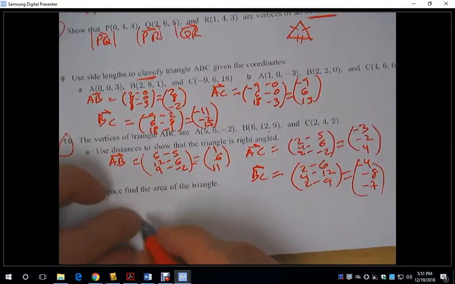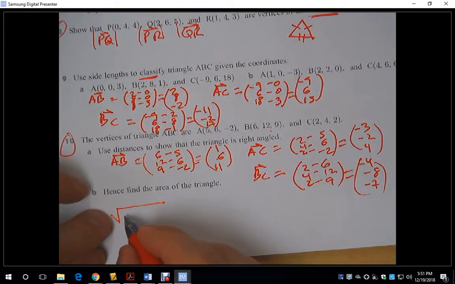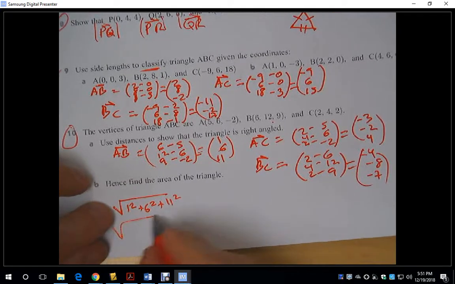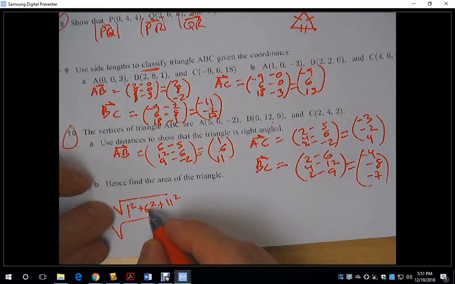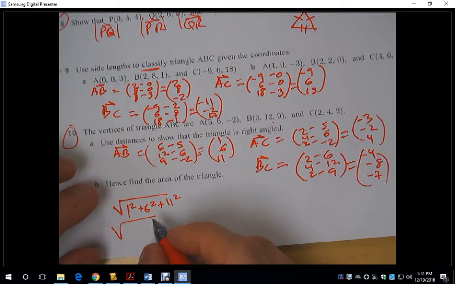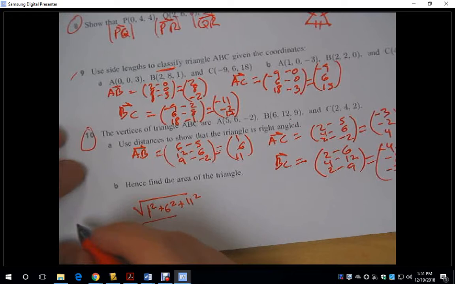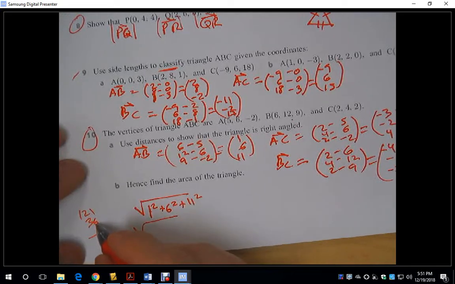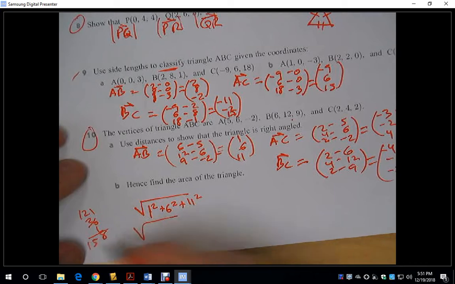The magnitude of each one of these, so we're going to take the square root of 1 squared plus 6 squared plus 11 squared. That gives us the square root of 1 squared, which is 1. 6 squared is 36, and 11 squared is 121. So 121 plus 36 plus 1, I'm getting 158.